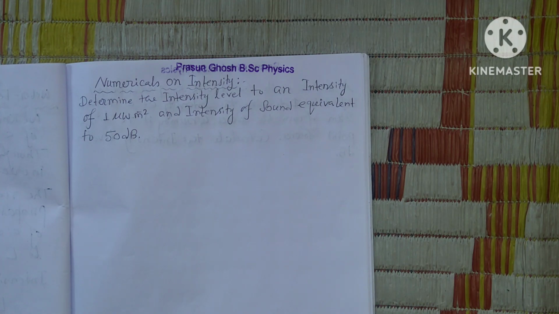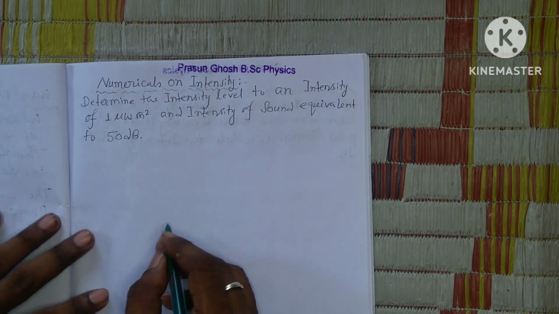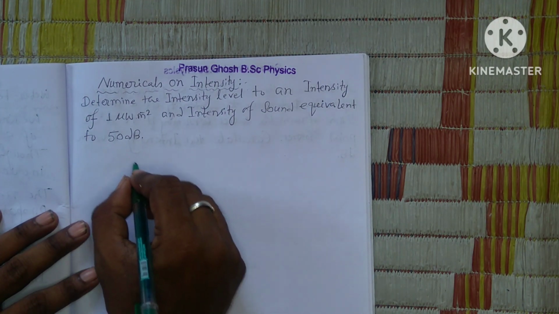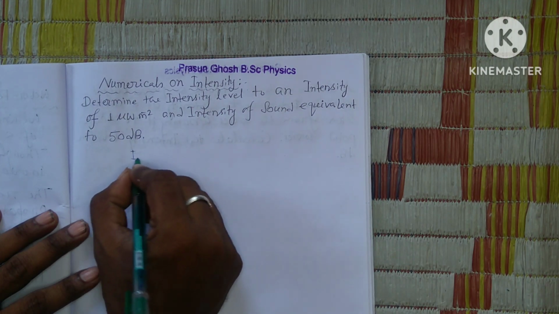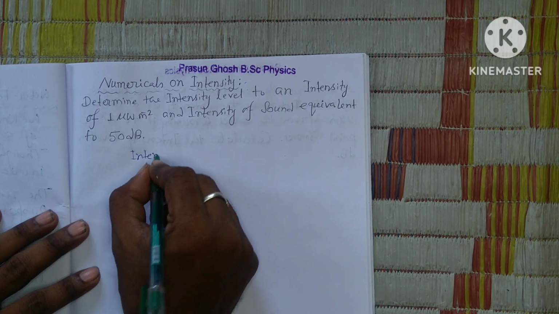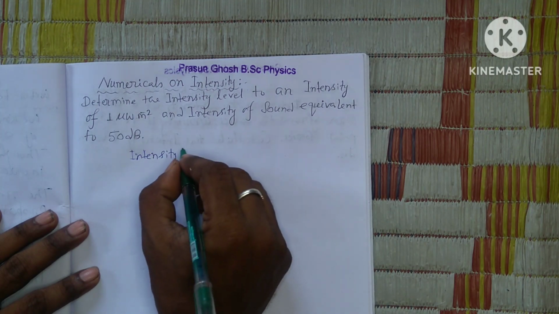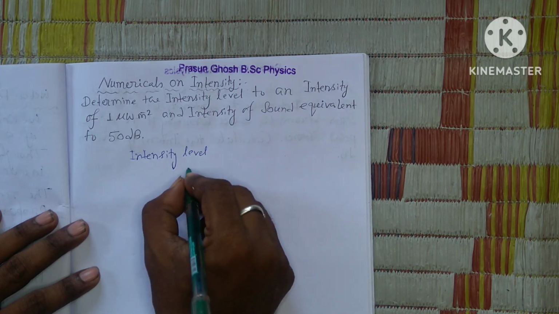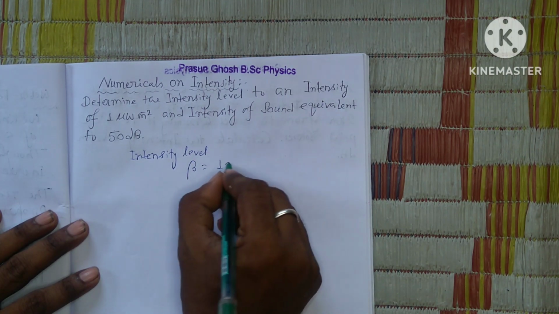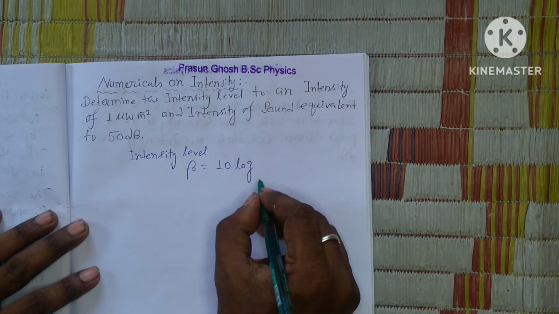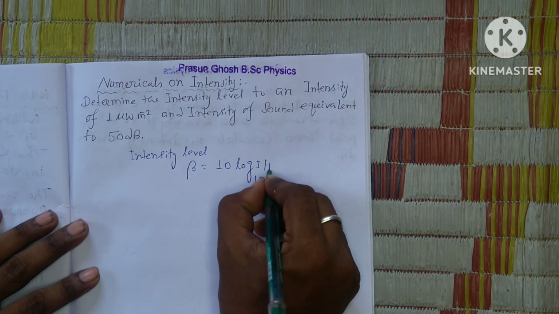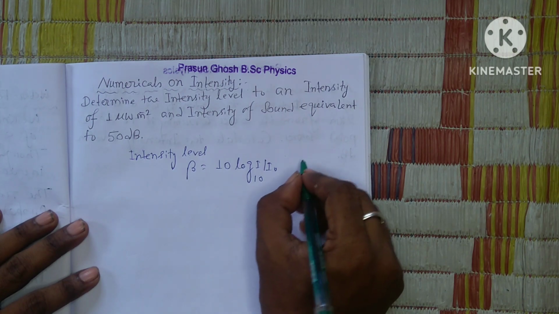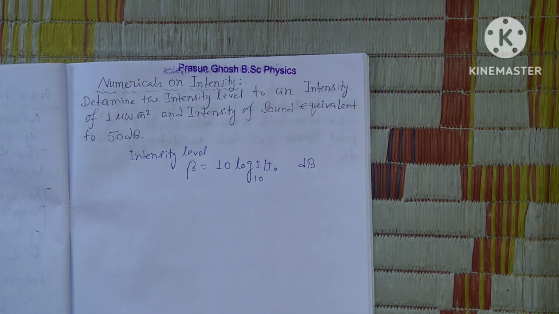So first we have to calculate the intensity level. Here two cases are given. First, the intensity level, that is beta equal to 10 log 10 base I by I0. This is in unit of dB, that is decibel.